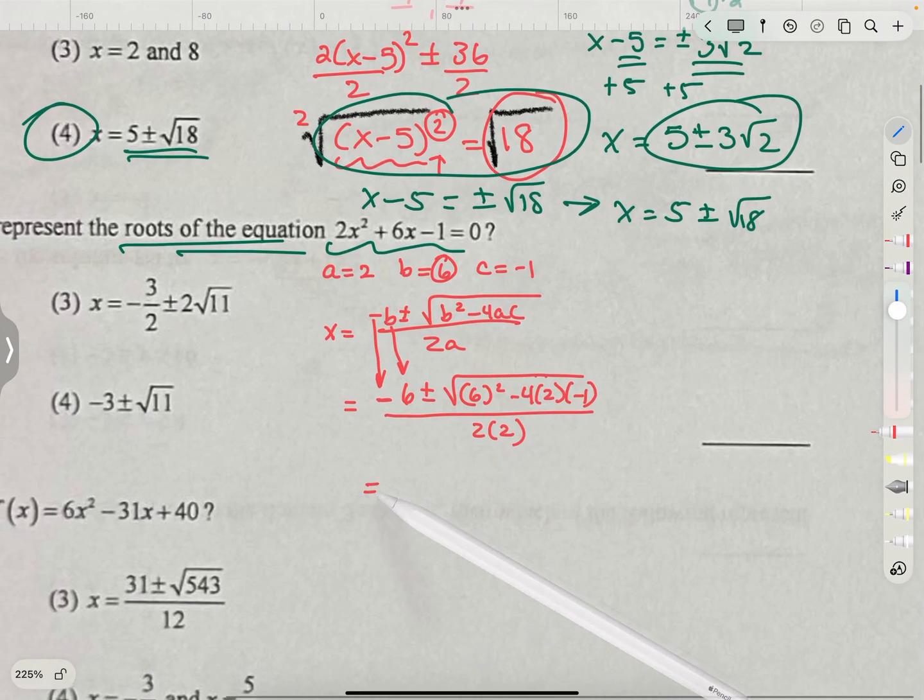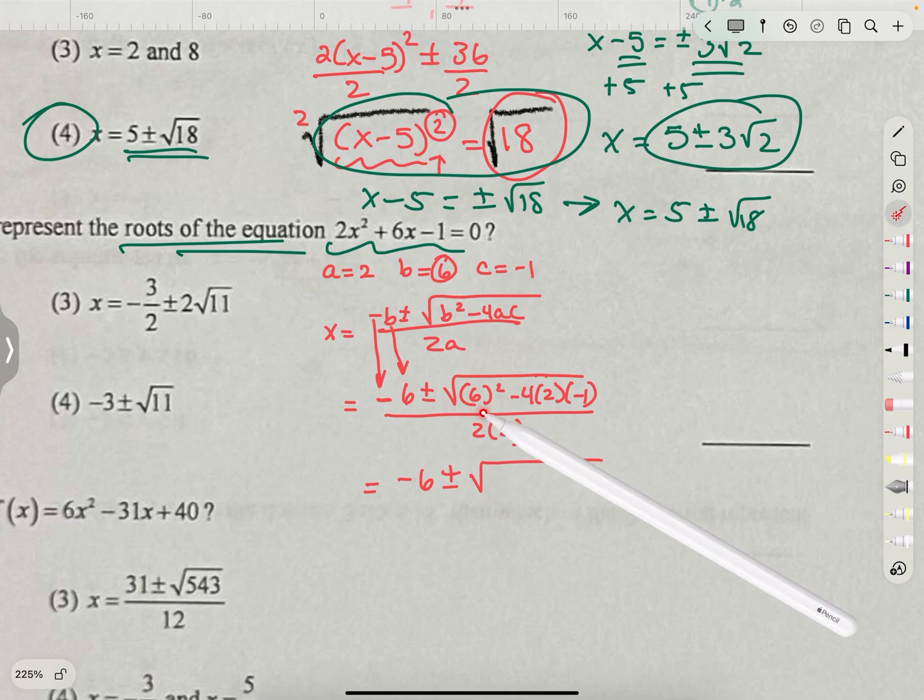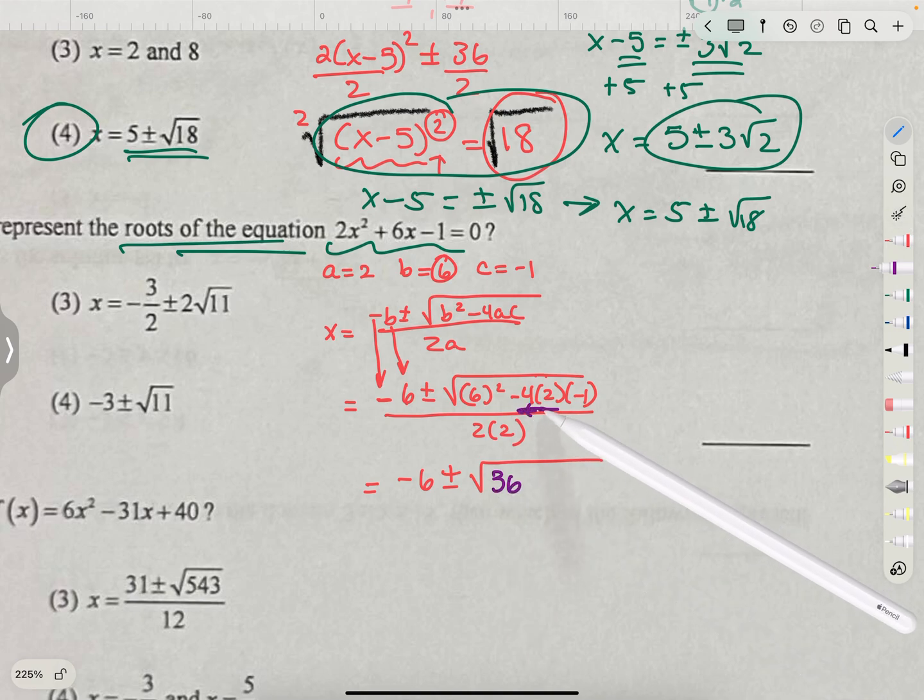All right, I'm just going to work through this thing. The negative 6 stays, plus or minus the square root of, and you just work inside here. Square this first. 6 times 6 is 36. Then what I suggest you do is multiply 4 times 2 times 1 and go, that's 8, and then figure out the sign on it.